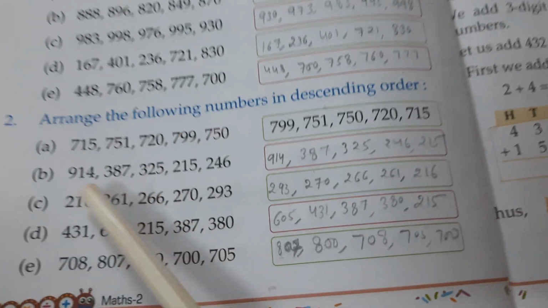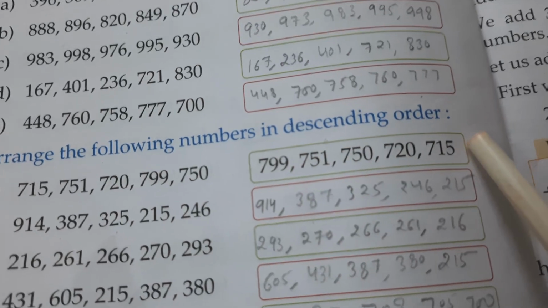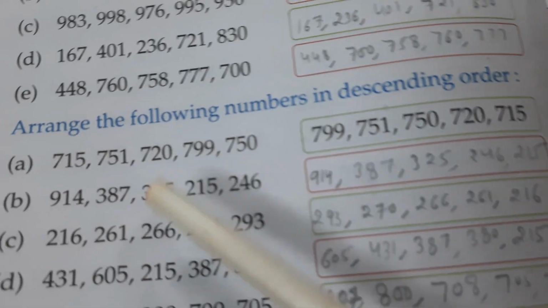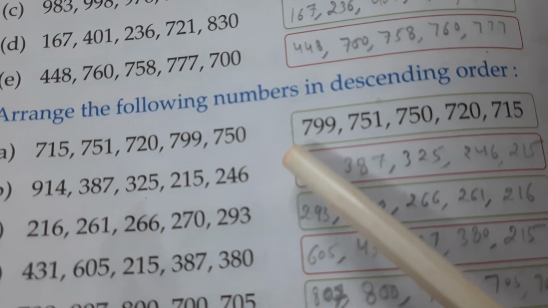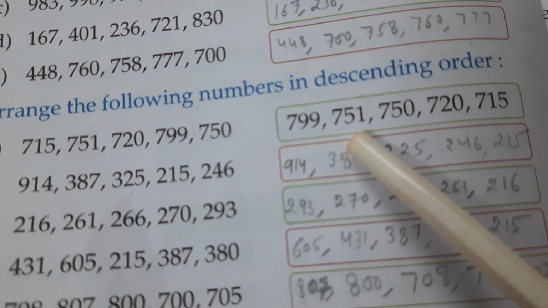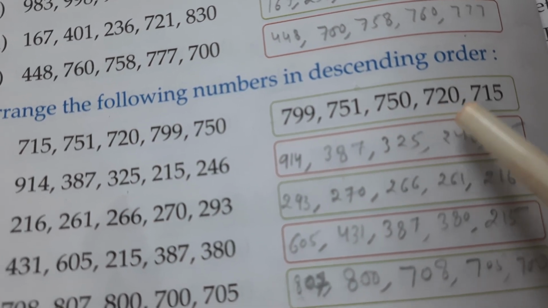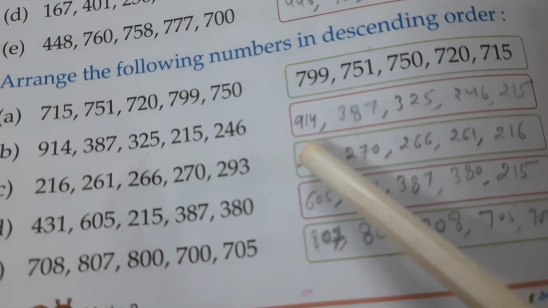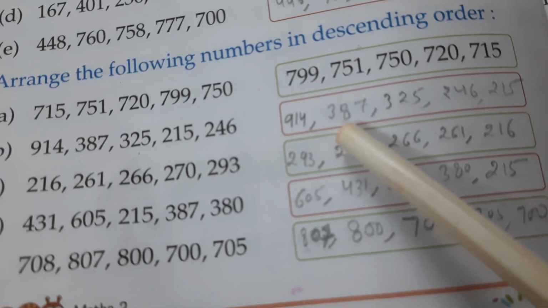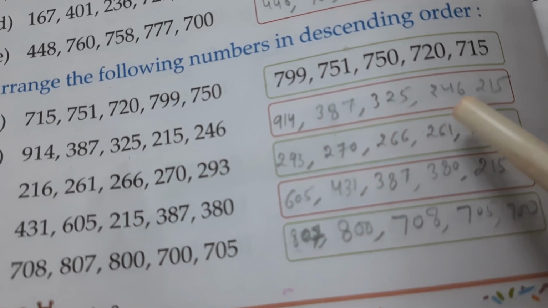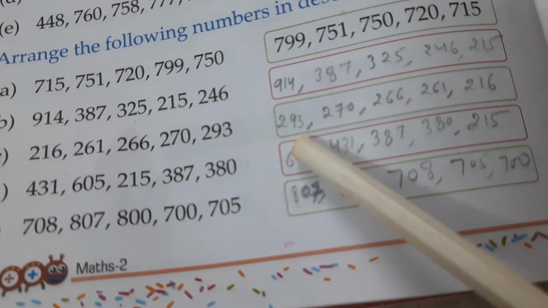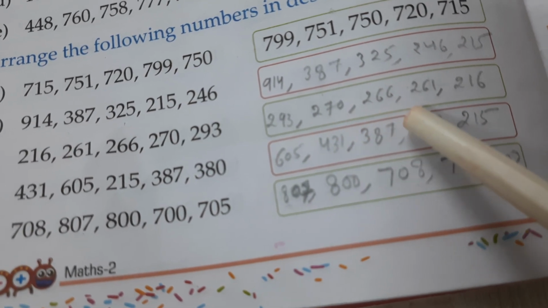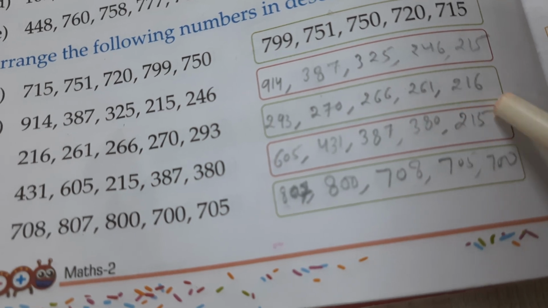Now look at here. Arrange the following numbers in descending order. Now we are going to do this. Look at here. Which one is descending order from this? 799, 751, 750, 720, 715. In this box 914, 387, 325, 246, 215. In this box 293, 270, 266, 261, 216.